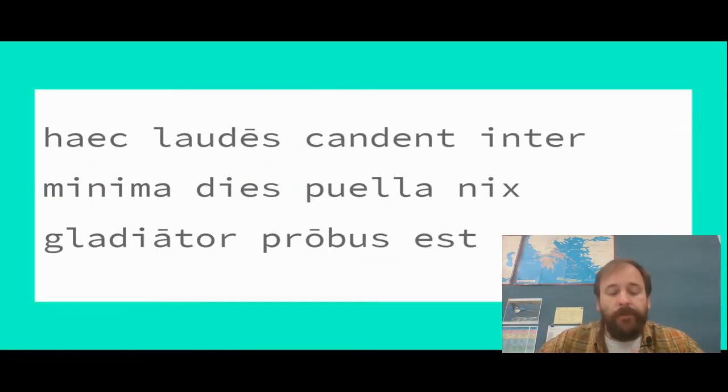So what I'd like you to do on your worksheet is divide each of these words into their syllables and then evaluate each syllable for its length. Is it long by nature? Is it long by position? Or is it a short syllable? Go ahead and pause the video now and take a look at your worksheet and do that for me.